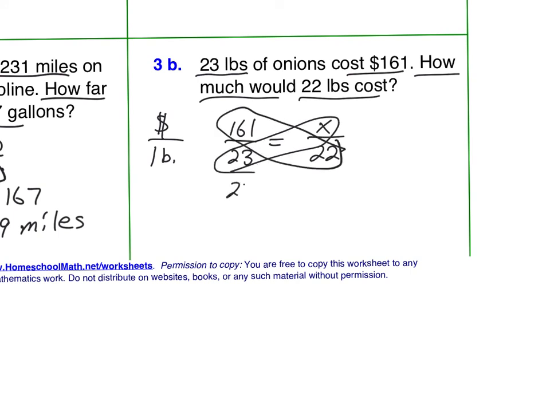So I get 23x is equal to 161 times 22, which equals 3,542. And I divide that by 23, and I get x equals 154. And again, that's dollars. Okay, so just again a review, your page looks exactly like this.